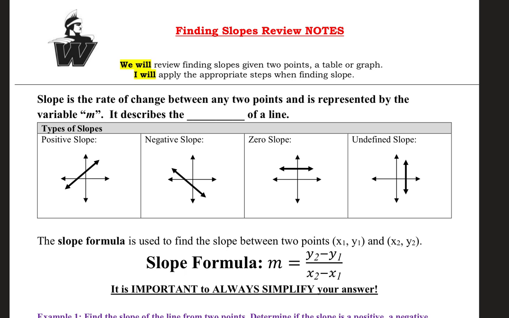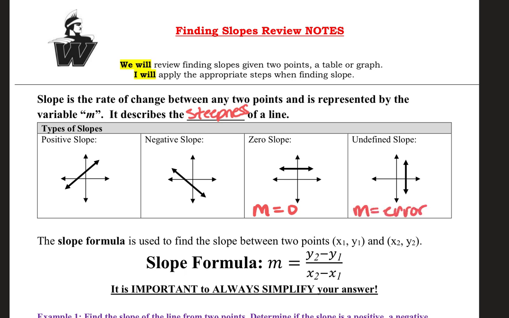It's the rate of change between any 2 points that's represented by the variable m. It describes the slope of the line or the steepness of the line. There are 4 different slopes. You have your positive slope, your negative slope, your zero slope. Now, your zero slope means that your outcome after you solve it is exactly 0. Your undefined slope will be when you get the error on your calculator.